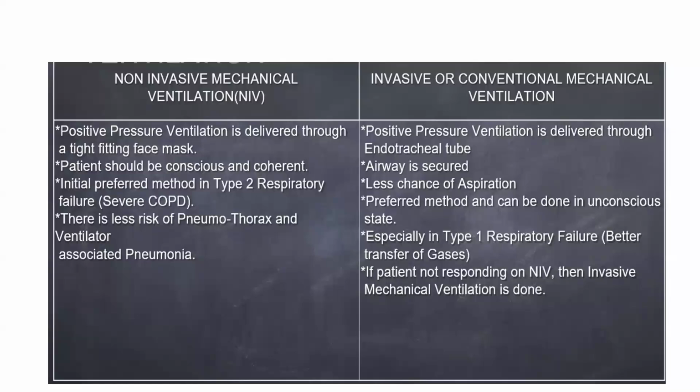pneumonia. Invasive or conventional mechanical ventilation is also positive pressure ventilation, which is delivered through an endotracheal tube. The airway is secured, so there are fewer chances of aspiration. It is the preferred method and can be done in the unconscious state, especially in type 1 respiratory failure. And if the patient is not responding to NIV, then invasive mechanical ventilation is done.